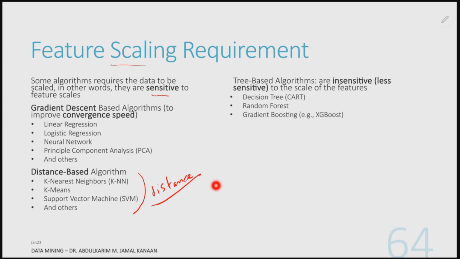While these algorithms are insensitive to the scale, like decision tree and random forest. So what does that mean? If you apply feature scaling or you don't apply it, the result is the same. The result won't be affected, okay?